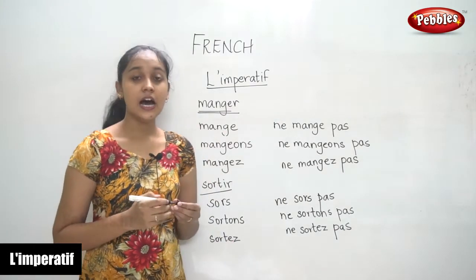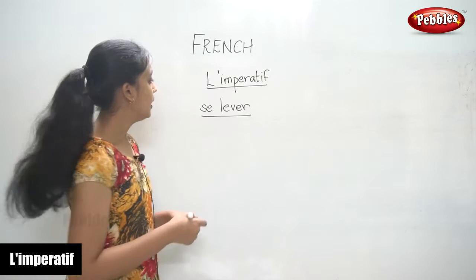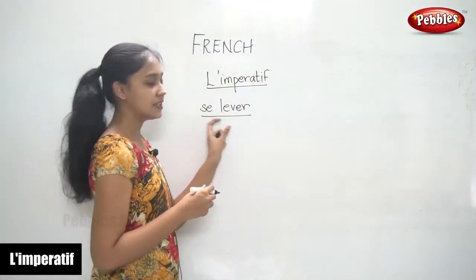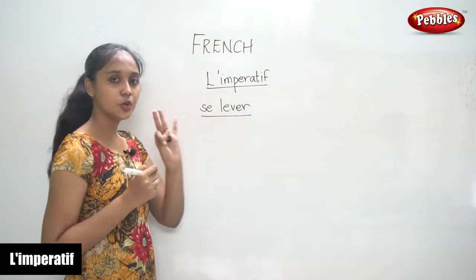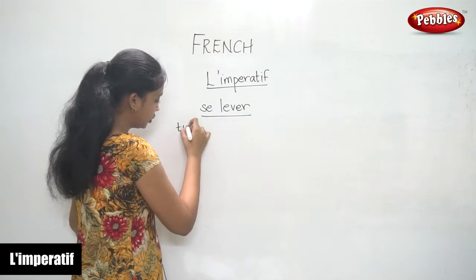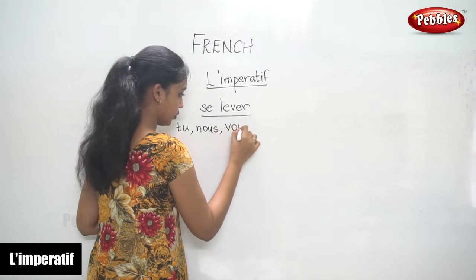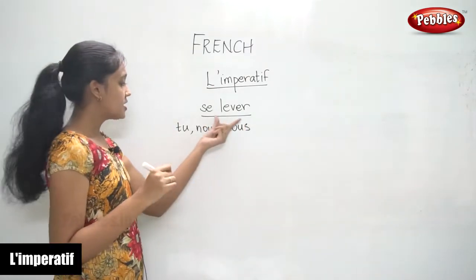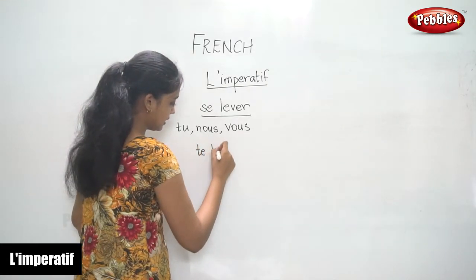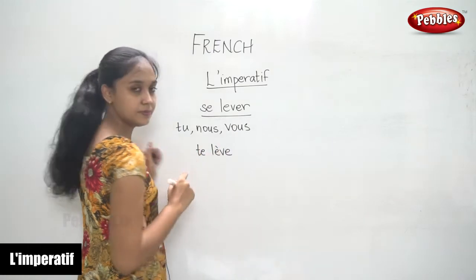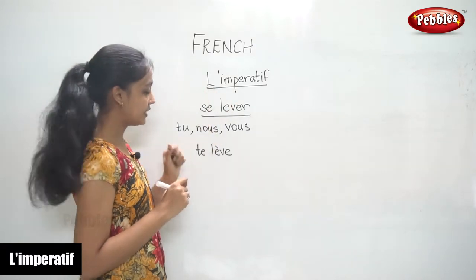Next we are going to see how to write the imperative for the verbs that are reflexive. Now for a reflexive verb, we can't write it as such. So now, what did I tell you? For imperative, we have only 3 subjects. They are tu, nous and vous. Now, what is the tu conjugation for se lever? It is te lèves. Now, how do we write this in the imperative?